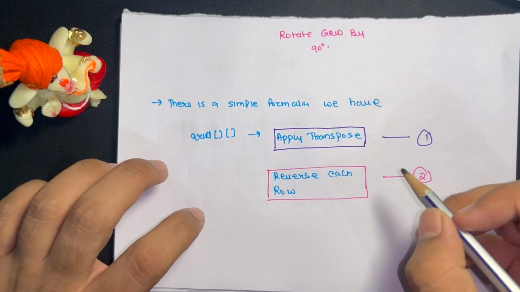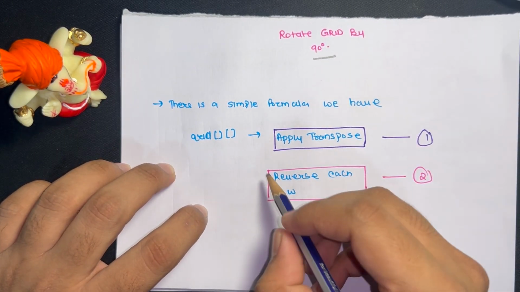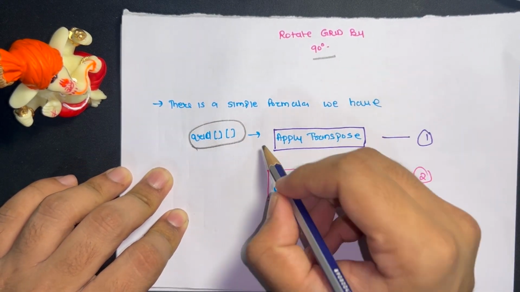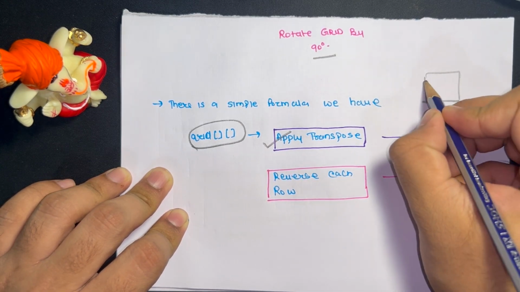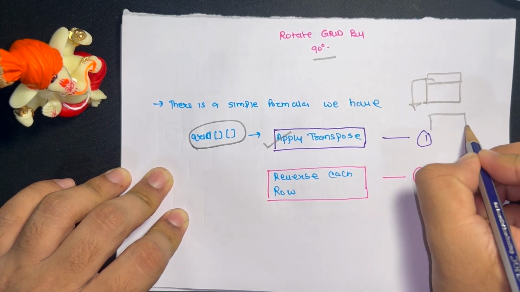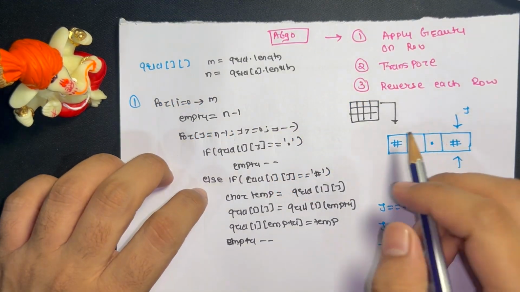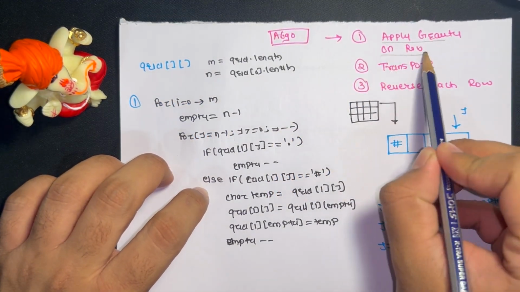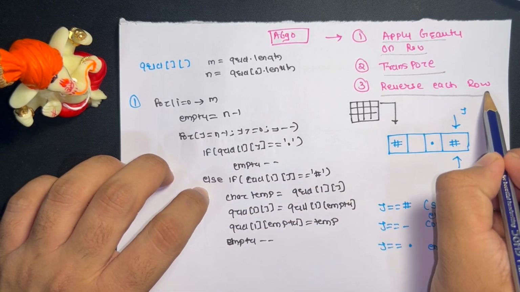The rotation formula for a 90 degree rotation is very simple. We will have a grid, we'll first take the transpose of the grid, and then for each row we will reverse the elements. So the algorithm is very simple: apply gravity on all the rows, then take the transpose of the matrix and then reverse each row.